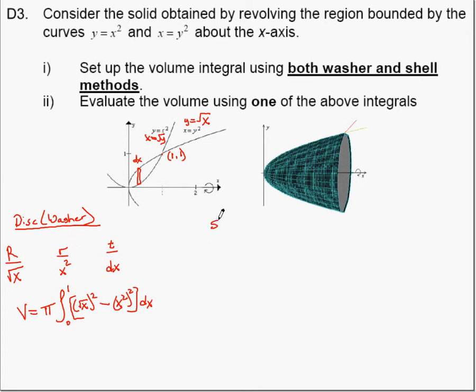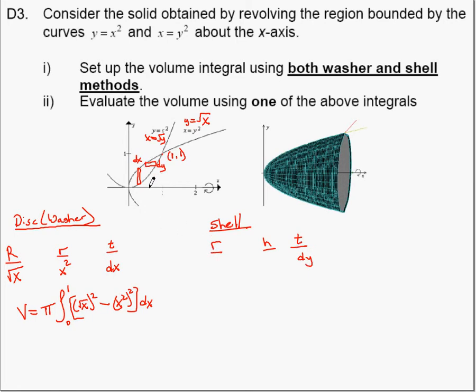For the shell method, now we need a parallel rectangle. So we need a rectangle like this. Now we're spinning like this. This is now dy. So for shell, we need radius, height, and thickness. Thickness is dy, because we're using a dy rectangle.